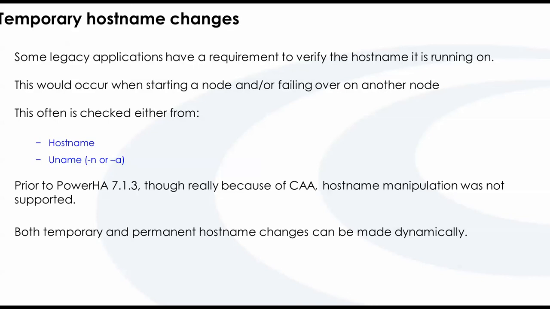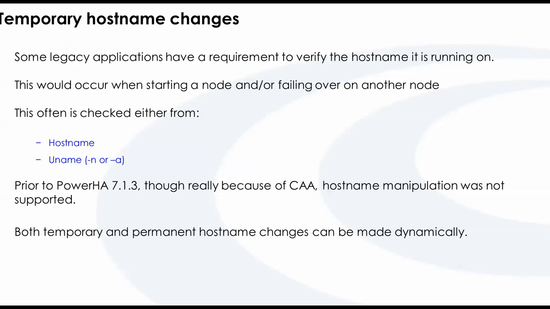The concept is not new, but starting in the original version 7.1 of PowerHA, Cluster Aware AIX had a restriction of no hostname manipulation. Regardless if it was temporary or permanent, it wasn't supported. So this is just to show a demonstration of making a temporary hostname change. It is supported. It can be done dynamically. This exact demonstration will be the temporary method, and I will show the very simple scripts that I'm using to set and change them back.